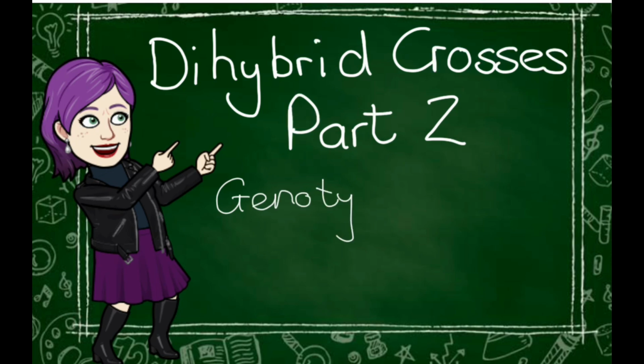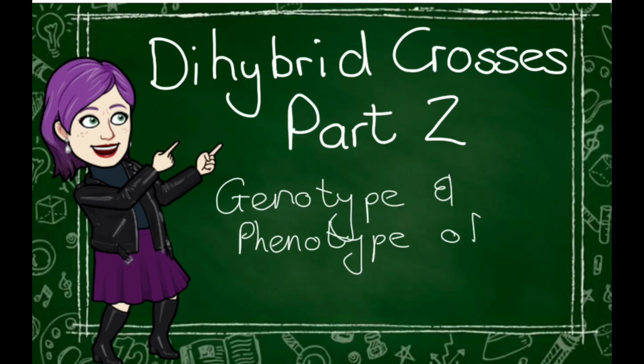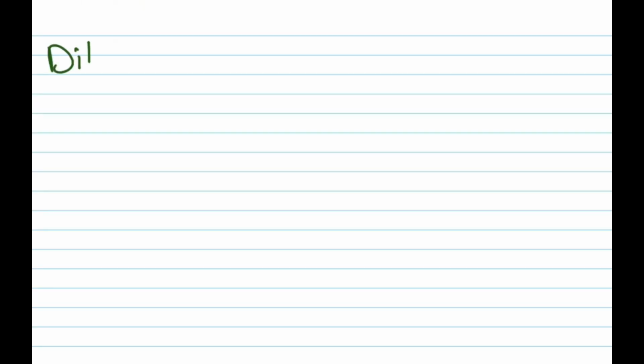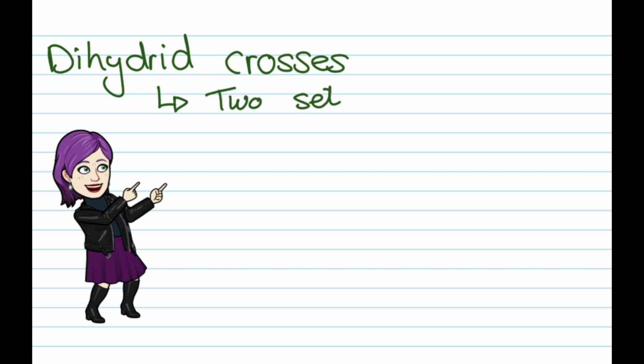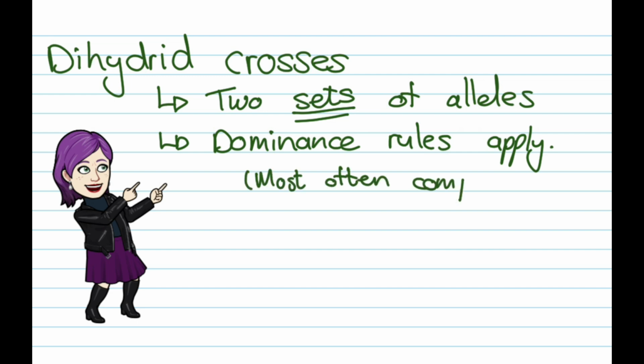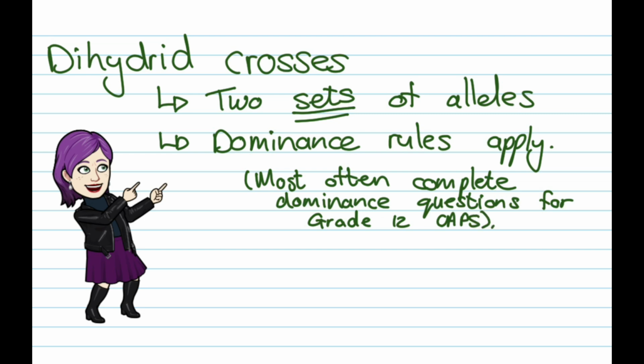In this video, we're going to deal with part 2 of dihybrid crosses, and we're going to have a look at specifically how do we determine the genotype and the phenotype of the P1 generation. Now, just a gentle reminder that dihybrid crosses have two sets of alleles, not just two alleles, two sets of alleles, and that normal dominance rules will still apply. Although in grade 12 life sciences, most often you're going to get an example of complete dominance. So if you know about complete dominance, this should be okay for you for now.